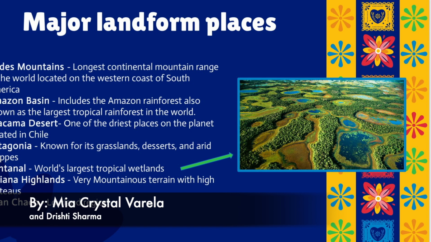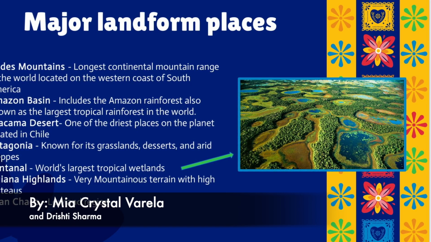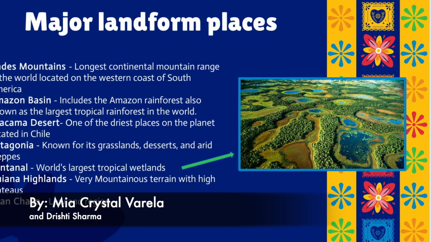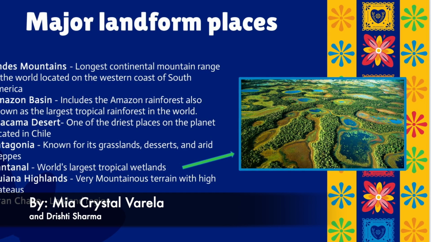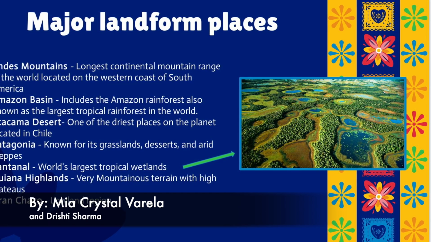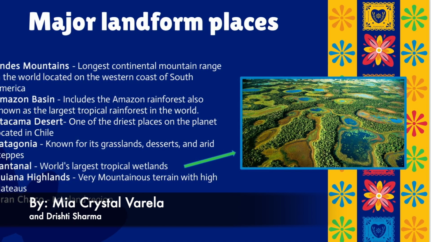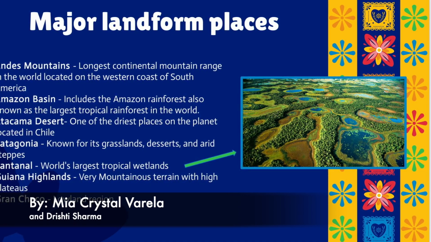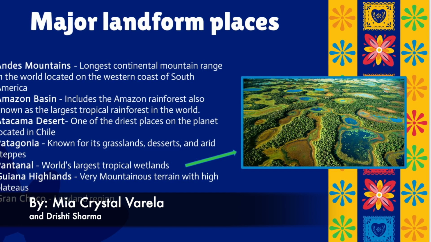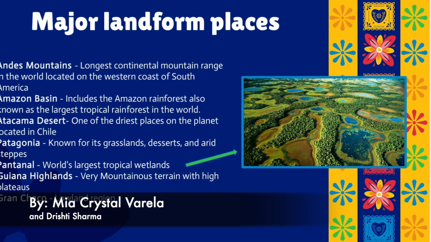Then, on the opposite hand, we have the driest place on the planet, and that is located in Chile, which is called the Atacama Desert. In Patagonia, you can see the grassland desert and arid steppes. Then you have the world's largest tropical wetlands, and that is going to be called Pantanal.